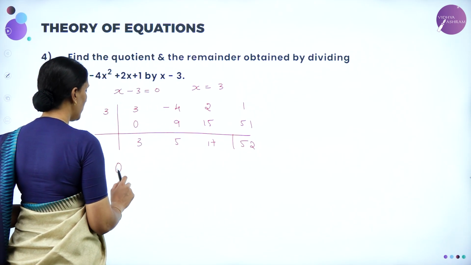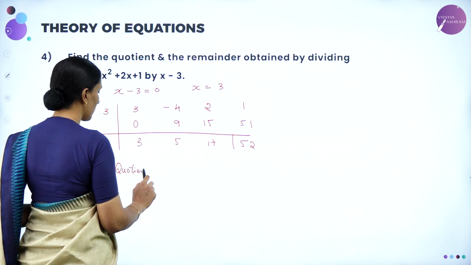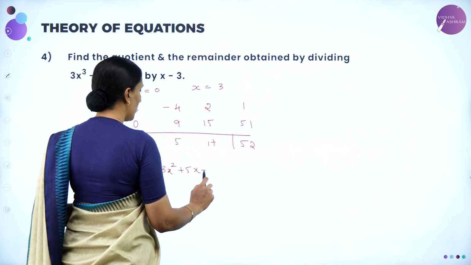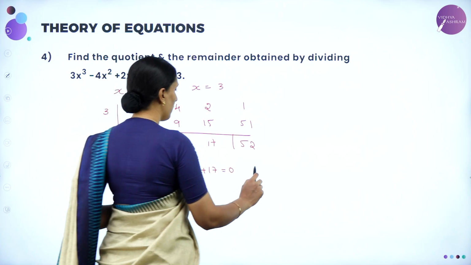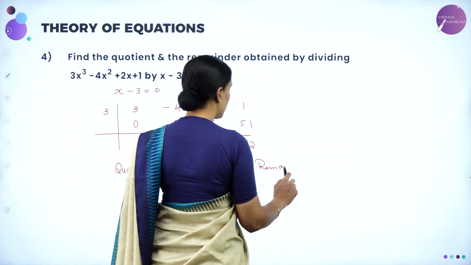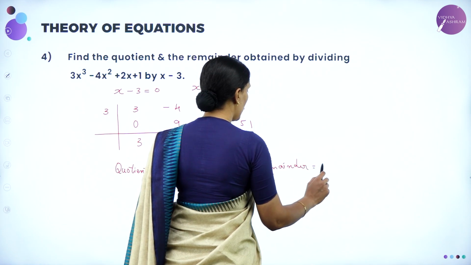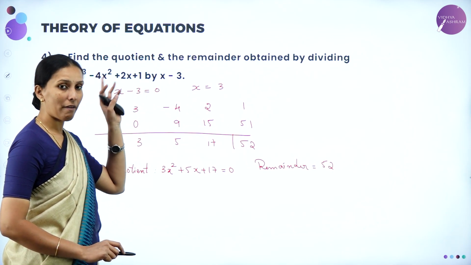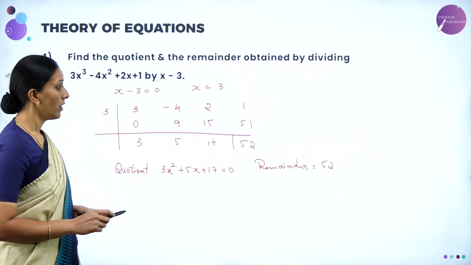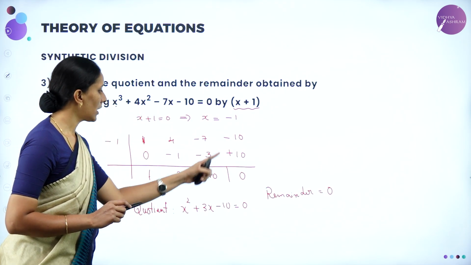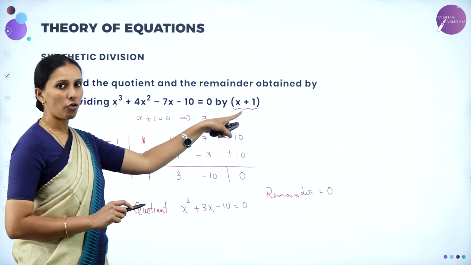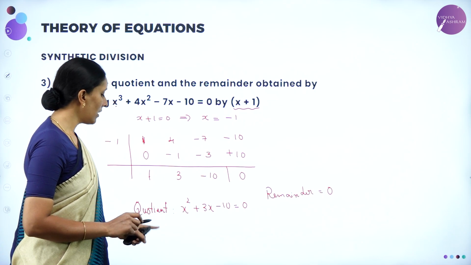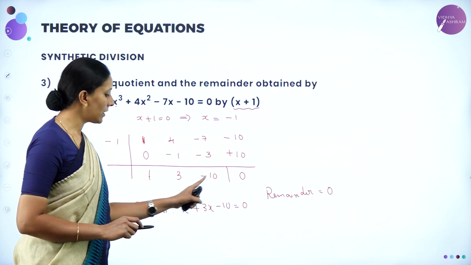So now here the quotient is 3x square plus 5x plus 17, whereas the remainder is equal to 52. So since the remainder is not 0 here, this cannot be a factor of the given cubic equation. So by learning the synthetic division method, we can find one root of the cubic equation, and the rest of the cubic equation roots can be calculated by using the factors of the quotient here.